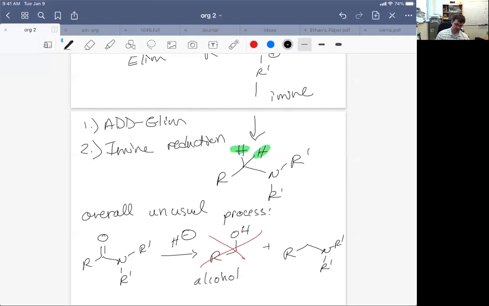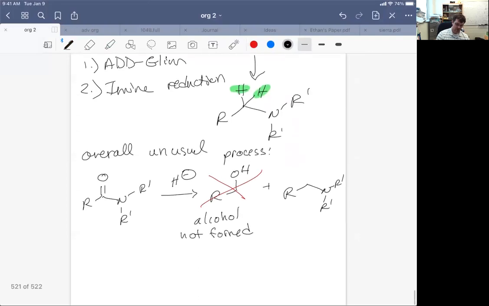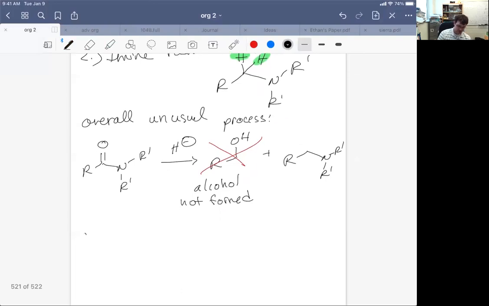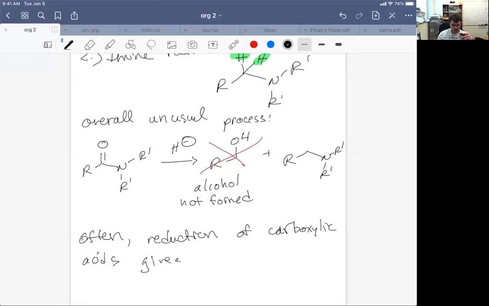So this alcohol is not formed. Now you're probably asking yourself, well, Willoughby, why would the alcohol be formed? And so that gets to a reduction of other carboxylic acids. So often, or carboxylic acid derivatives, often reduction of carboxylic acid derivatives gives the alcohol.